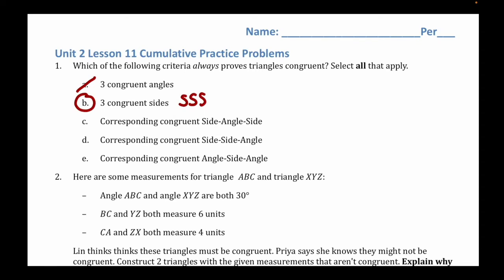Corresponding congruent side angle side, yes, that will work. Corresponding congruent side-side angle, on the other hand, is not always going to work. And I know that they're including corresponding congruent, but we're really just looking like here at SAS. And this one would be SSA, and SSA does not always work. And then this one here, angle side angle side angle will always work. So you should have B, C, and E.